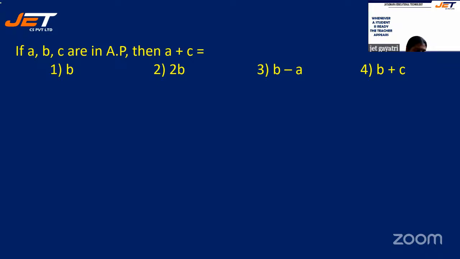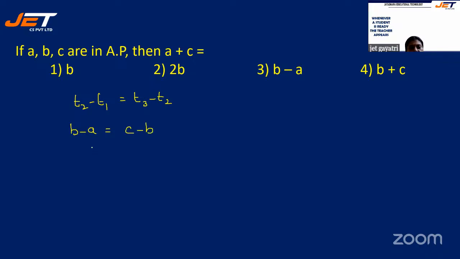Okay. A, comma B, comma C are in AP. Then what is A plus C? Just quickly, try this same thing. Let's try T2 minus T1 is equal to T3 minus T2. So B minus A is equal to C minus B.